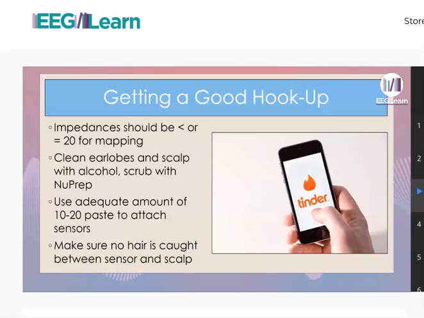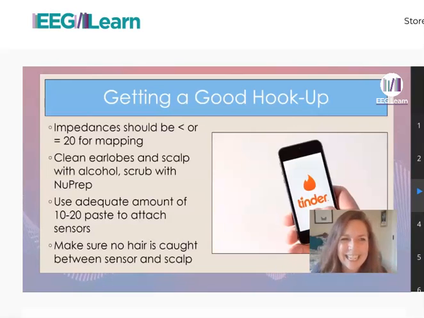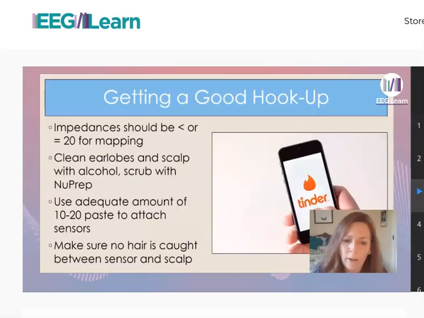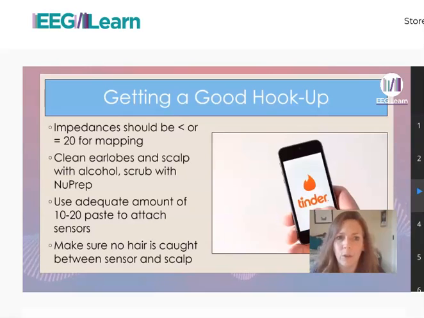And then let's talk about how you get a good hookup. I can't really help you with the Tinder hookups, but I can help you with the EEG recording hookups. So impedance is just a fancy name for how good of a connection we have. When you're mapping, you really want your impedance to be 20 or below. Now, if you are someone that has one of those UWIZ amplifiers, you will only get one number. If you have another amplifier, when you hit Control F7 to check your impedance in EEGer, you'll get 2 numbers. The top one refers to the signal lead.